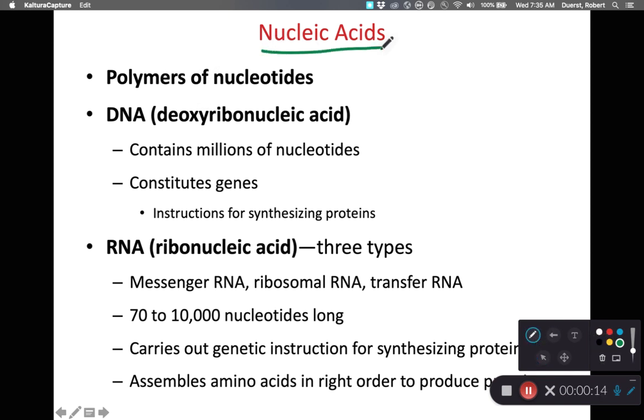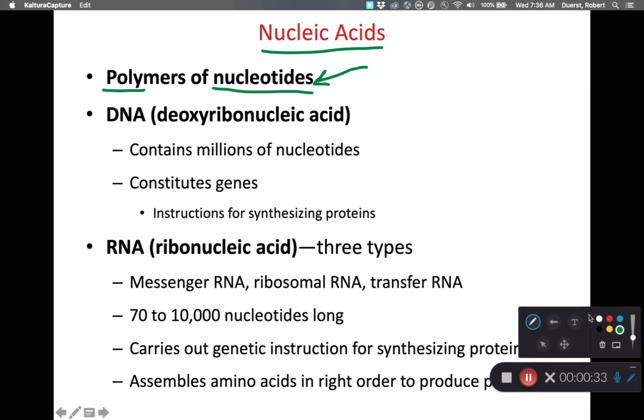As we think of nucleic acids, they are a polymer or a large molecule made up of nucleotides. So we have nucleotides as the monomer. If we take many nucleotides and combine them together to make a polymer of nucleotides, we call it a nucleic acid. There are two nucleic acids that we're going to focus on primarily in our bodies.